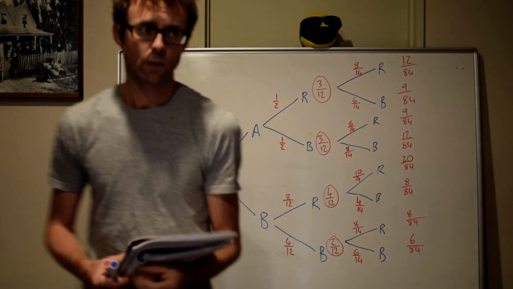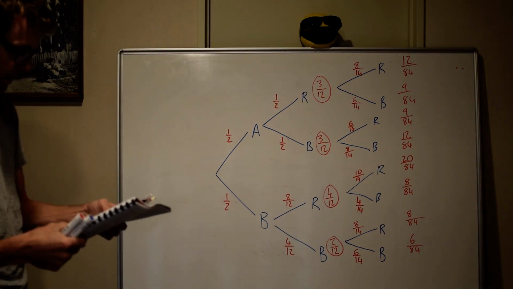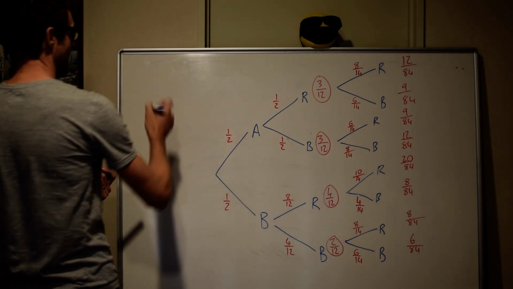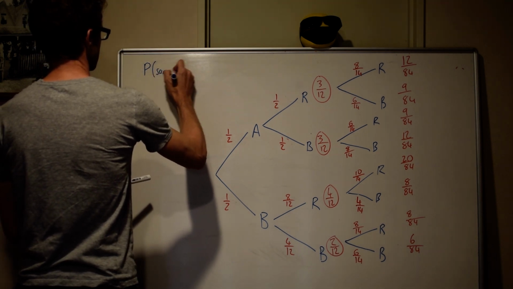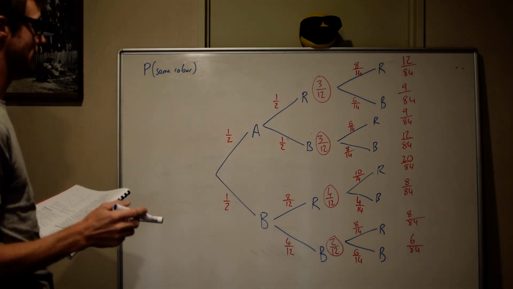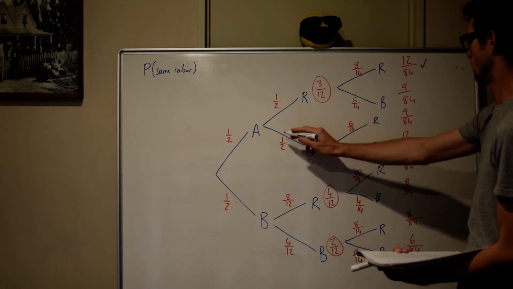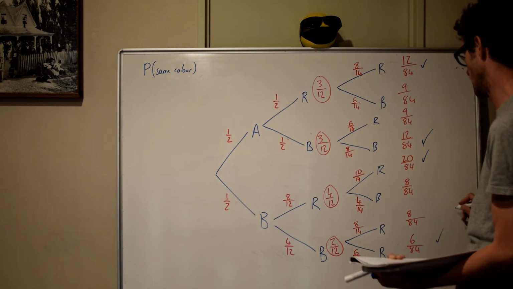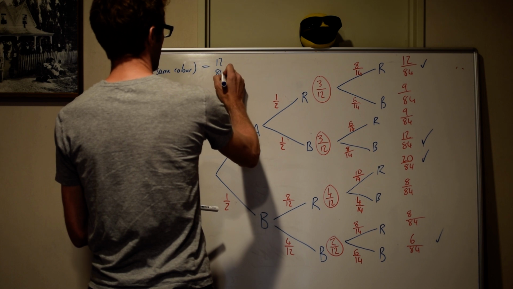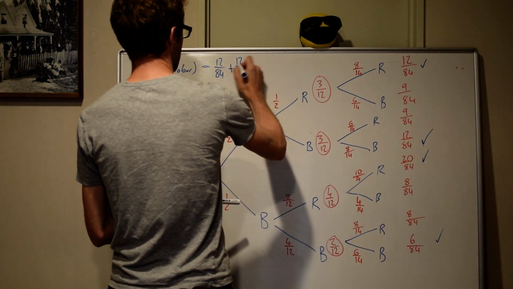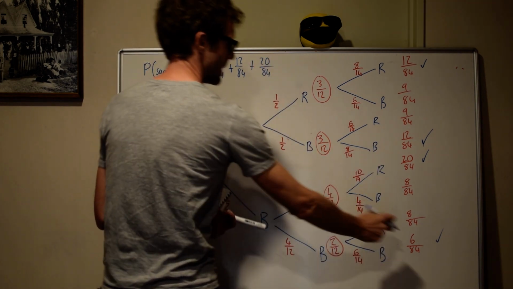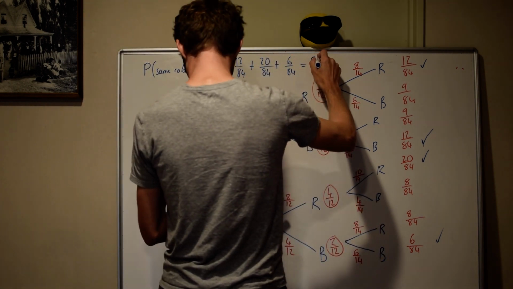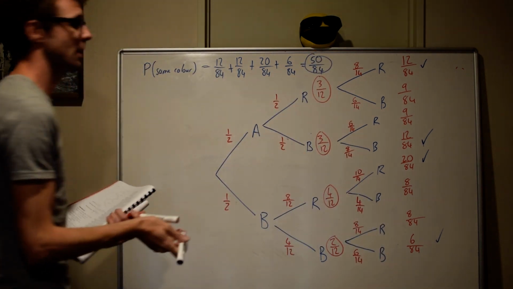Okay, so now we've got our tree diagram all sorted. Let's see if we can answer the question. Find the probability that it's the same colour as the first disc drawn. So, if you look at all of the ones that are the same colour, we can tick them over here. So, we're going to add them all up. We're going to go 12/84 plus another 12/84 plus 20/84 plus 6/84 equals 20, 30, 40, 44, I think. Is that 50/84? So that's the probability of them being the same colour.